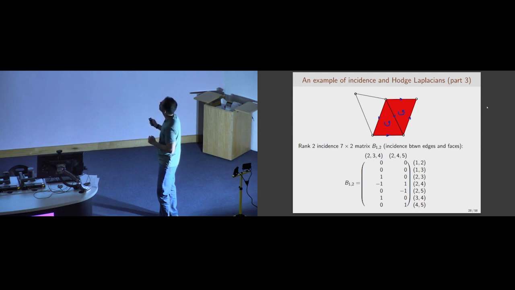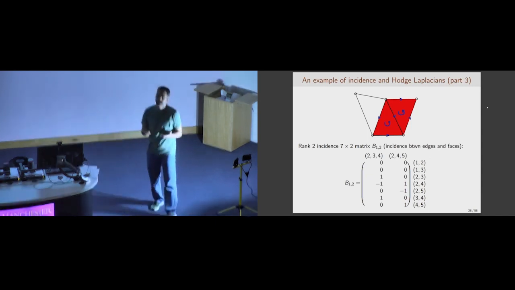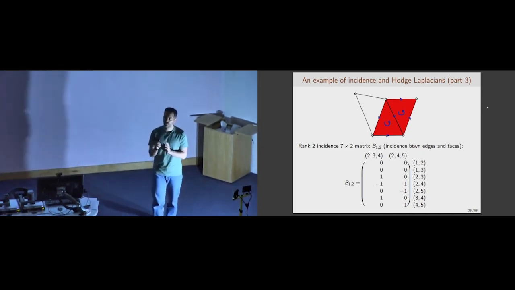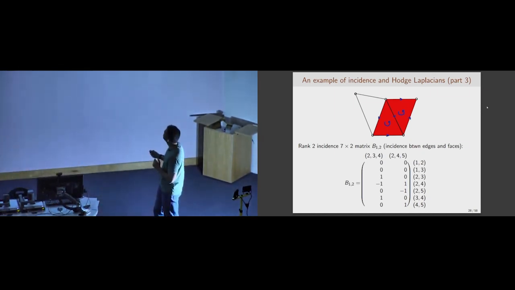So when you traverse the edge 2, 4, you go in that direction, downwards. Whereas when you traverse the triangle, you go 2, 3, 4, so from 4 to 2. So this -1 shows this disagreement in orientation, essentially. So this matrix encodes both incidence of edges in relation to faces.